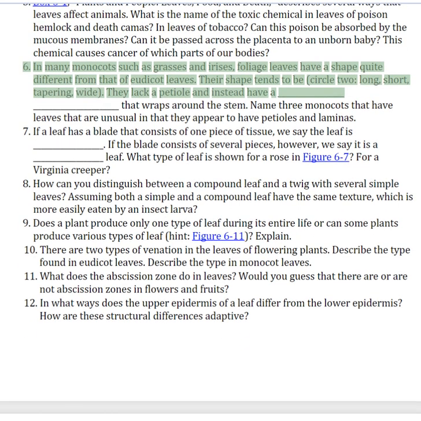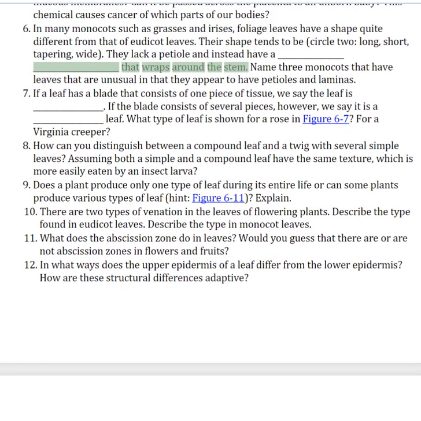6. In many monocots such as grasses and irises, foliage leaves have a shape quite different from that of eudicot leaves. Their shape tends to be. They lack a petiole and instead have a that wraps around the stem.